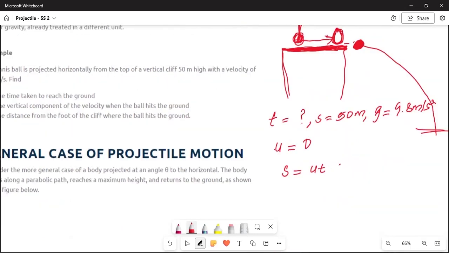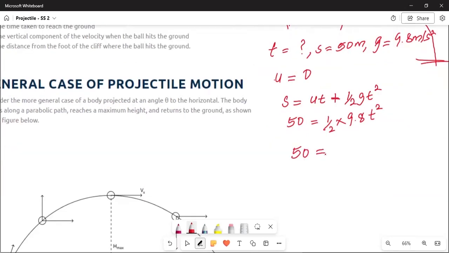But the ball is falling to the ground. That means acceleration due to gravity is positive. So we use plus here, gt squared. S is 50, u is 0. So the first term here will be 0, since 0 times t is 0. I will just ignore this first term and move to this. g is 9.8, times t squared.